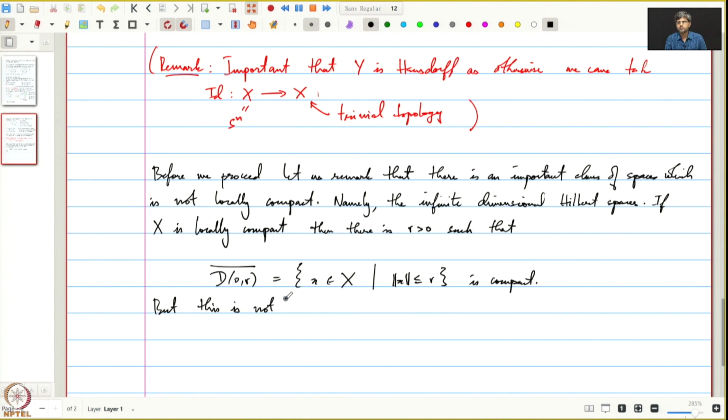Now, this is a compact metric. If this is compact, then this would be a compact metric space, and therefore every sequence would have a convergent subsequence, but this is not possible, as the sequence.